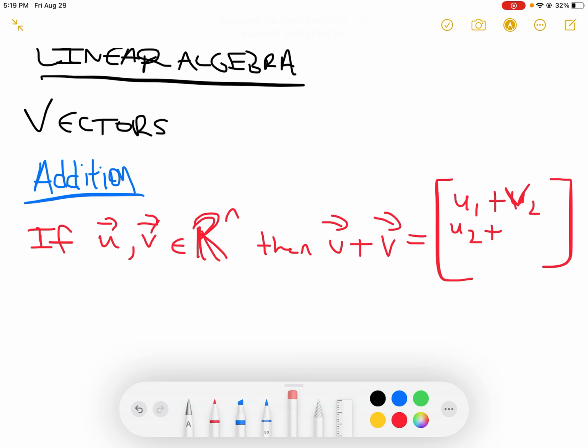And we're going to say all the way to un plus vn. So you're just going to add all the components. That's actually simple. So what we're just saying is if we want to add two vectors, you just add each of their components.